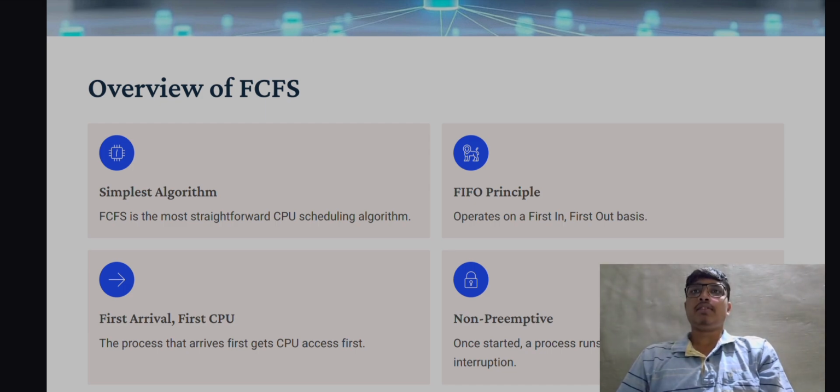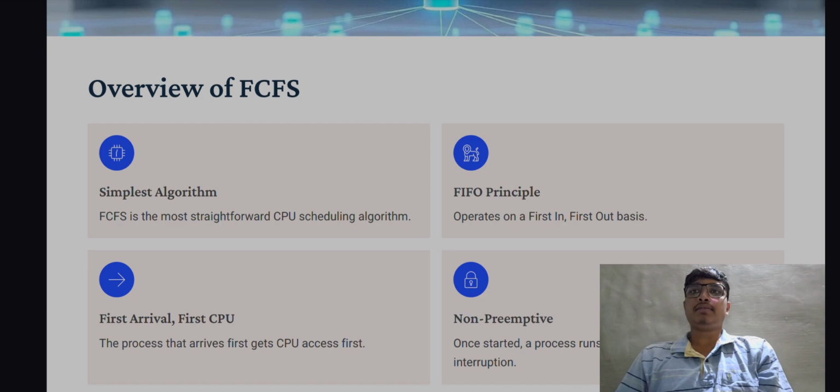And next, first arriving, first CPU. The process with the earliest arrival time will always be selected first by the CPU scheduler. Next, non-preemptive. It means it never stops or switches to another process until it fully completes.